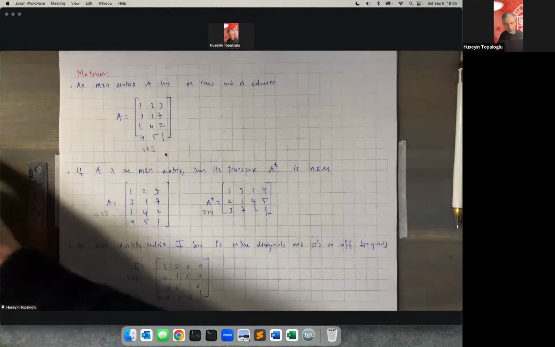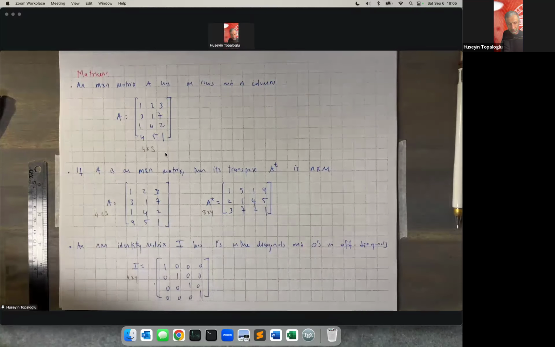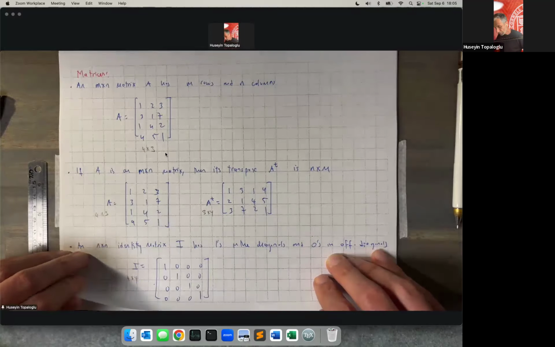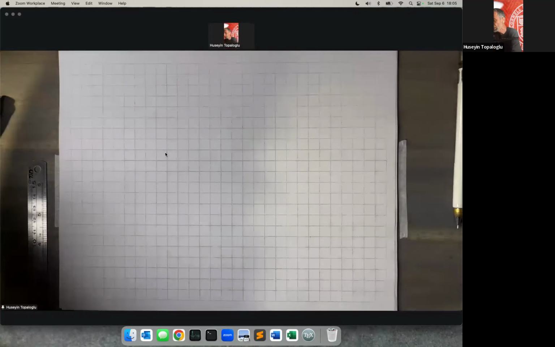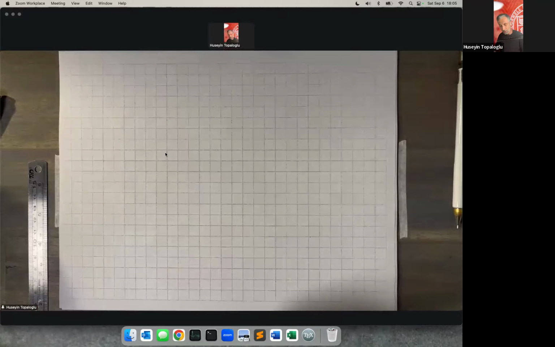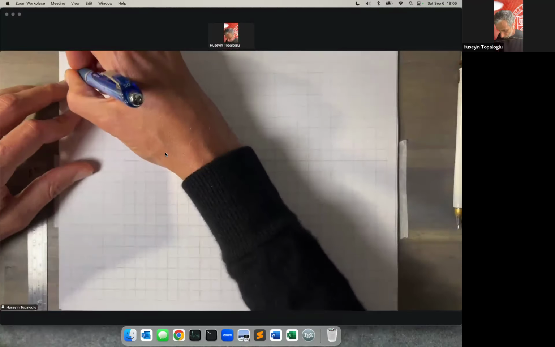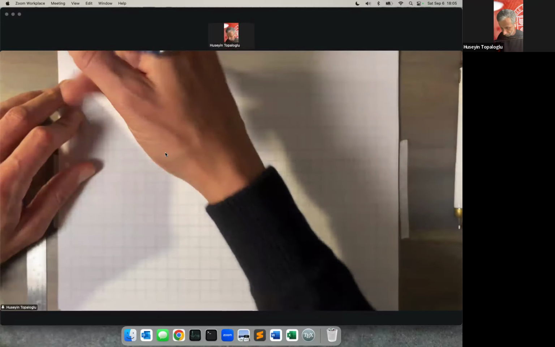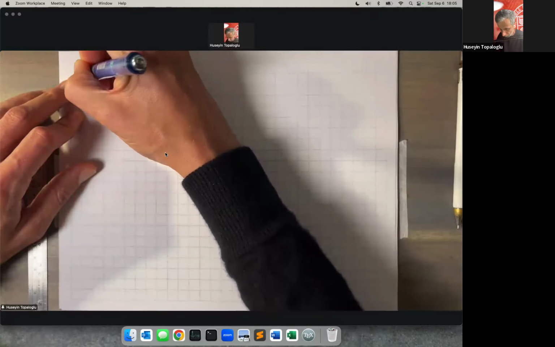Now, hopefully these are extremely familiar, almost to the point that they're getting boring. I'm going to say a few more boring things, but then things may get interesting. Let's talk about matrix operations.